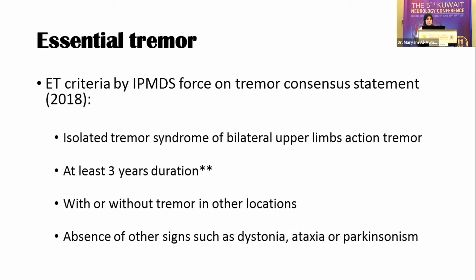The published ET criteria by the International Parkinson and Movement Disorder Society include isolated tremor syndrome of bilateral upper limb action tremor, at least 3 years of duration, because initially you might only have the essential tremor, but later on, if you follow up the patient, you might find additional features. So you have to wait in order to finalize your diagnosis. And it can be with or without tremor in other locations, and there is absence of other signs such as dystonia or ataxia. This is the classical essential tremor.